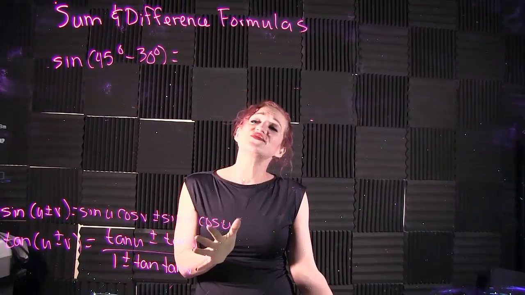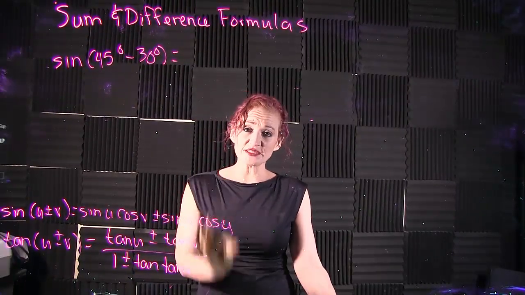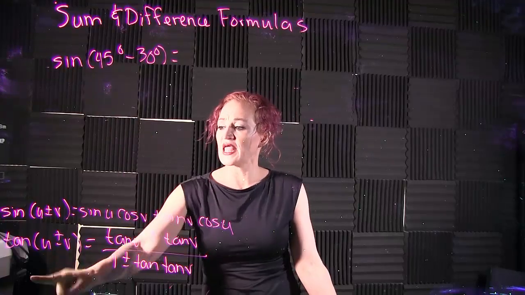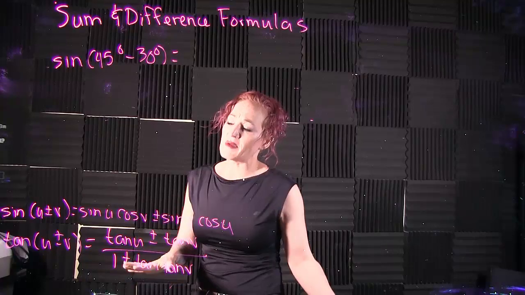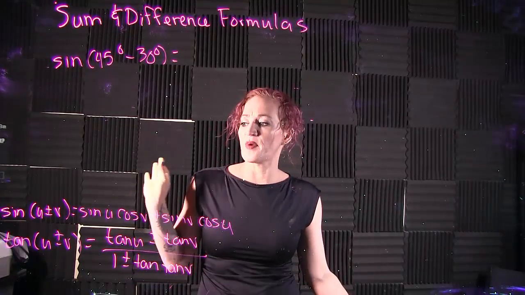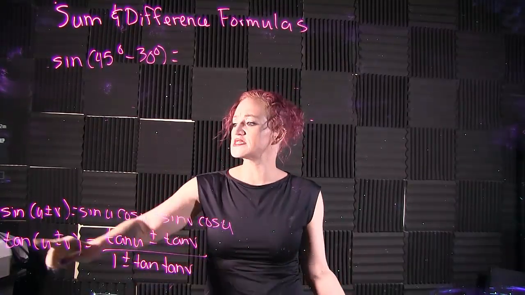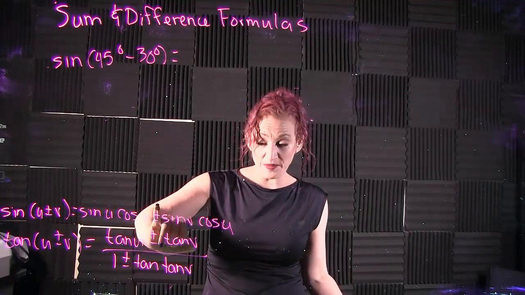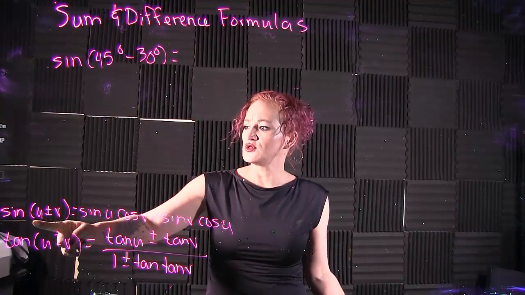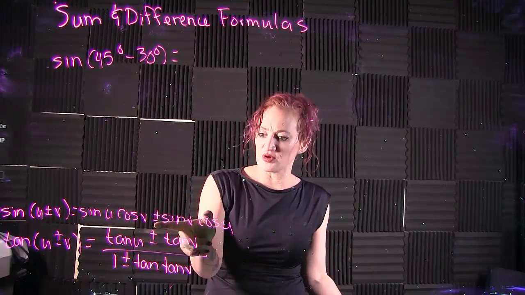So for this video, we're going to focus on the sum and difference formulas for sine and for tangent. So I have the formulas right down over here. Again, keep in mind these formulas are both set for the sum and difference. If I'm doing sine u plus v, then I'm going to be using the top sign here in the formula. Sine u minus v, then I'm using the bottom sign here.